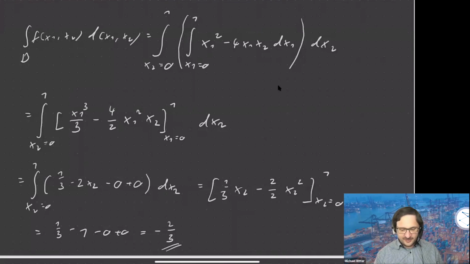The variable of integration is usually denoted by this d. So dx1 tells us this inner integral is over x1, the outer one is over x2. And technically that is enough. So this information is not really necessary, but I still find it helpful. And the same goes for this here, right?